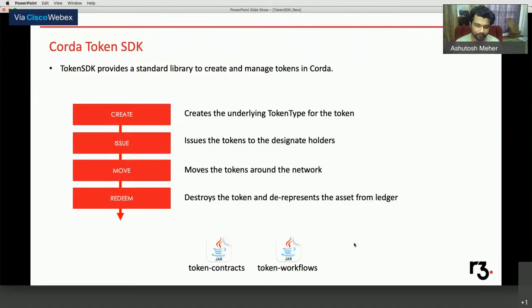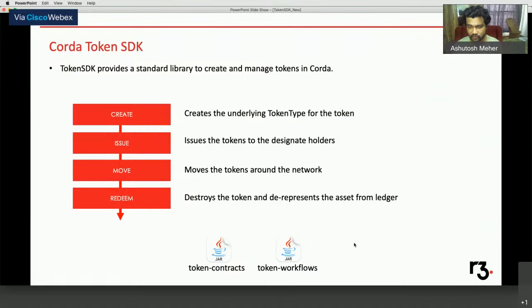So it's more like a specification, I would say, groundwork done for you guys so that you could implement some of the interfaces and some of the components that are written already, and then it helps you to create, issue, move, and redeem tokens, all these things on the Corda platform.